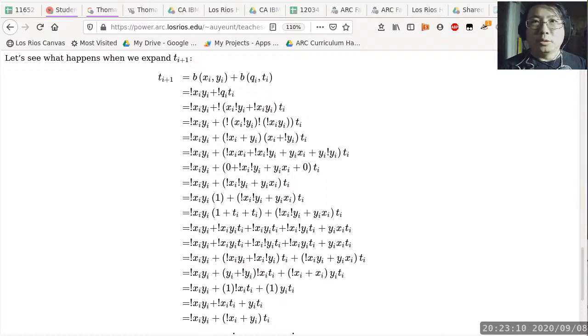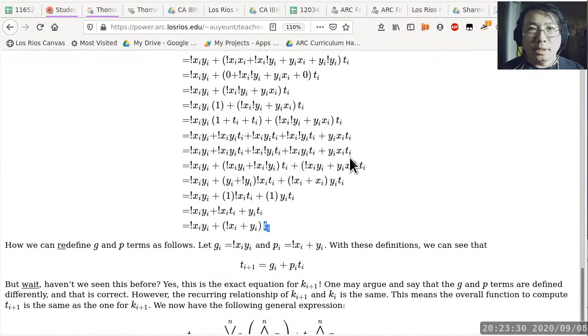All right, cool. So after this long, tedious derivation, t of i plus 1, guess what? Still depends on t of i. So now, what do we do? Now we have one little paragraph down here.